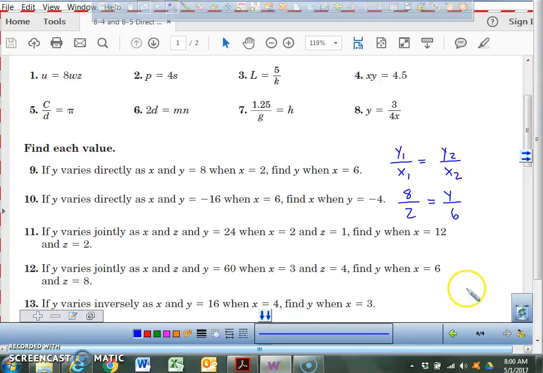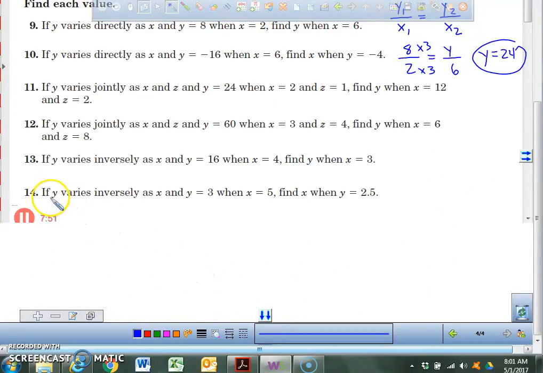Well, this is an easy one, huh? We're not even going to do cross multiply. Look, 2 times 3 is 6, so I'm going to times 3. There you go, times 3. So y equals 24. So that's a pretty easy one. Number 9 is pretty easy. Let's go and do a slightly more difficult one. Let's do number 13.